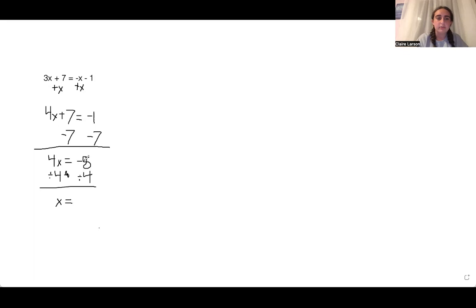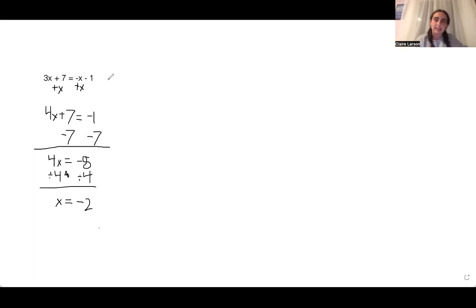So then we have, so -8 divided by 4 is -2. So that means x equals -2. I would suggest writing that down. I think that'd be useful. And then we can plug this -2 back into the equation to check if it's right.